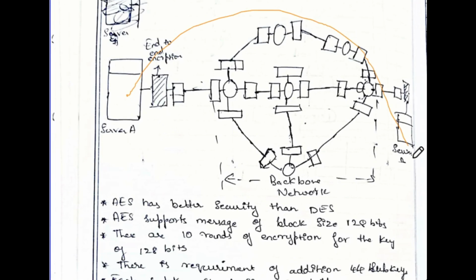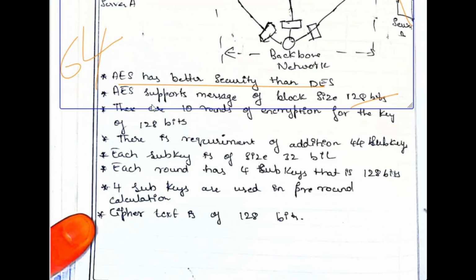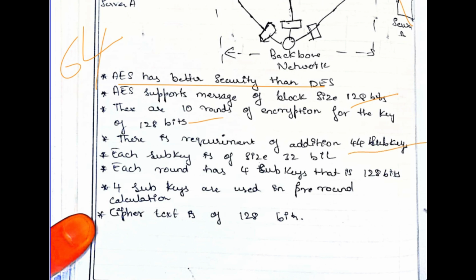Server A has to send some message to server B. First, AES has provided better security than DES. AES supports a block size of 128 bits for the message. In DES, the message is 64 bits. There are 10 rounds; in DES, there are 16 rounds. There are 44 subkeys required; in DES, there are 16 subkeys. Each subkey must be 32 bits. In DES, the size of the key is 56 bits.